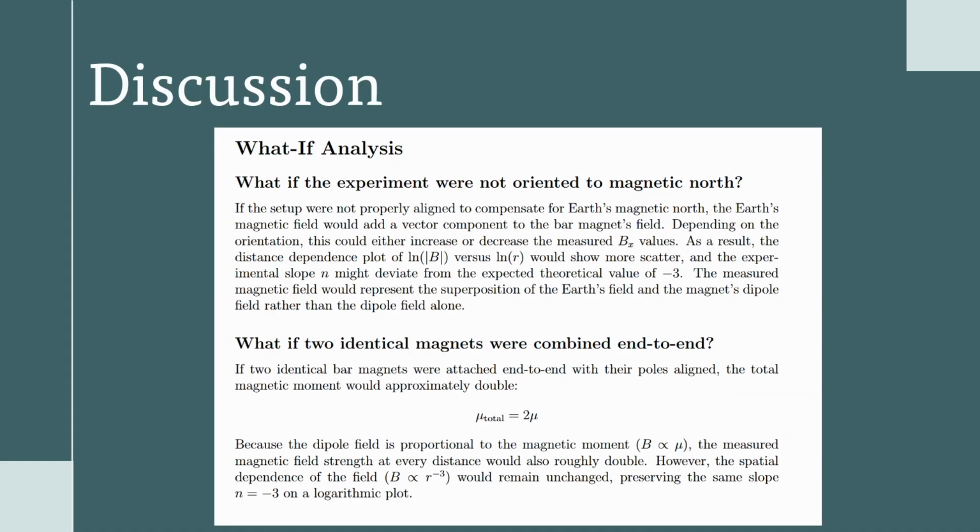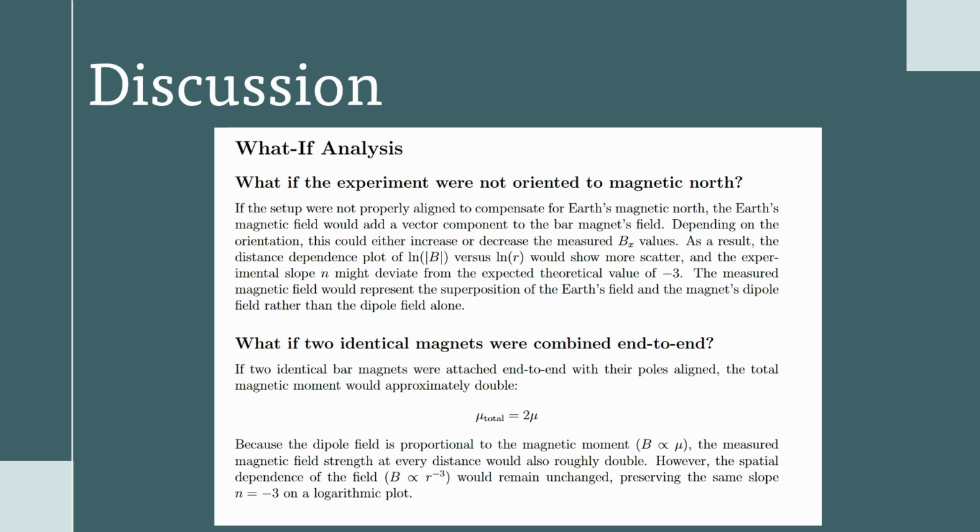We now answer several what-if analysis questions. What if the experiment were not oriented to magnetic north? If the experiment was not properly aligned to compensate for Earth's magnetic north, the Earth's magnetic field would add a vector component to the bar's magnetic field. Depending on the orientation, this could either increase or decrease the measured values in the x direction. As a result, the distance dependence plot of the natural log of the magnetic field to the natural log of the distance would show more scatter, and the relationship would not be as perfectly linear. The slope might deviate from the expected value of -3.